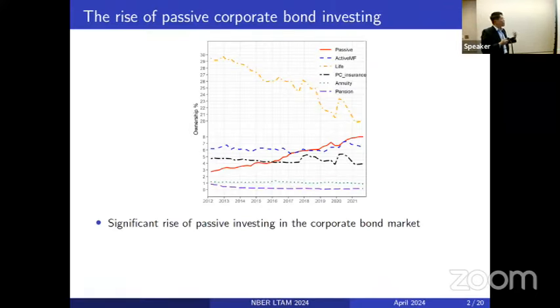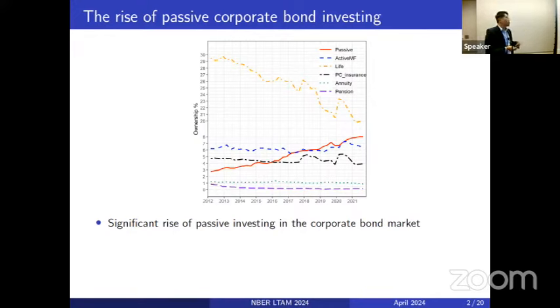Over the past two decades, we have witnessed a significant rise of passive investment in both equity and fixed income markets. In this paper, we focus on the corporate bond market. Here we plot the average ownership by different institution type, and we focus on the red line, which is the passive investor. Here we combine both ETFs and index mutual funds. We can see a clear rise of passive investment in the corporate bond market. From 2012, it's roughly 3%, and by the end of our sample, it's roughly 8%.